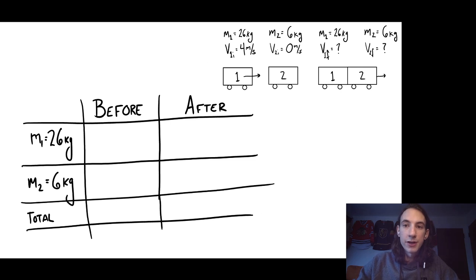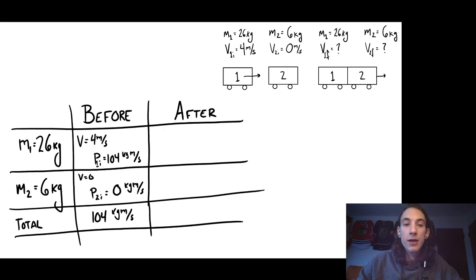So we drew our picture, and now let's set up a table of before and after to help us out. I like to list all my objects on the left: mass 1, mass 2, and then the total system. So let's plug in what we know. We know that the velocity of cart 1 initially is 4 meters per second, so we can find its momentum. We can do p equals m times v. So we have an initial momentum of cart 1 of 104 kilogram meters per second.